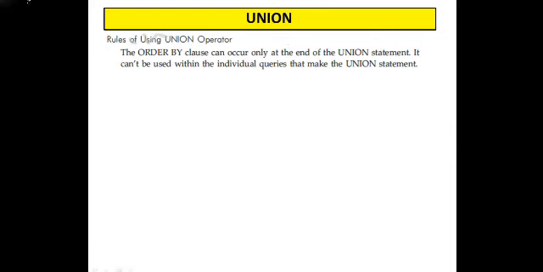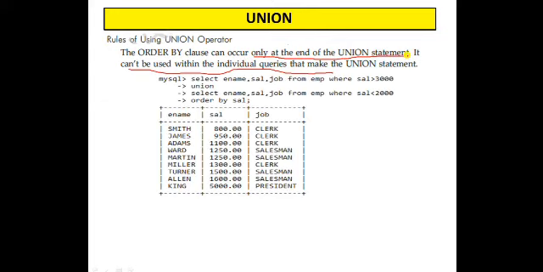So the next rule says that the order by clause, if used in the union operation, must be used at the end, not with the individual query. It can't be used within the individual query, but only at the end of the union statement. Let us see the example.